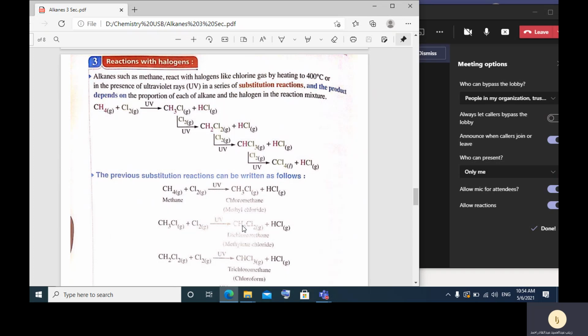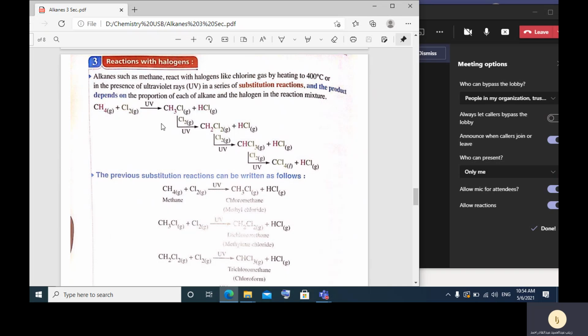With halogens. Halogens means chlorine, fluorine, bromine, and iodine. This reaction takes place in presence of UV of sunlight, ultraviolet of sunlight. Alkanes such as methane react with halogens like chlorine gas by heating to 400 degrees Celsius, and this takes place in the presence of ultraviolet rays in a series of substitution reactions. The product depends on the proportion of each alkane and the halogen in the reaction mixture.